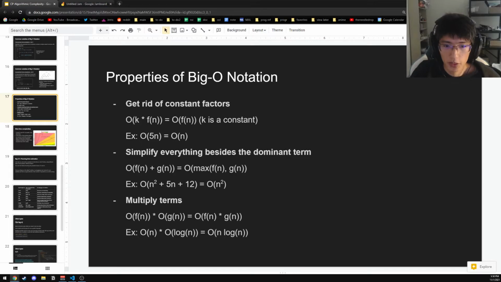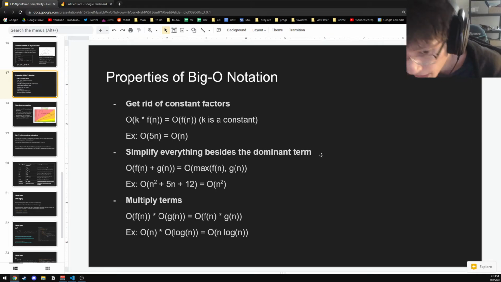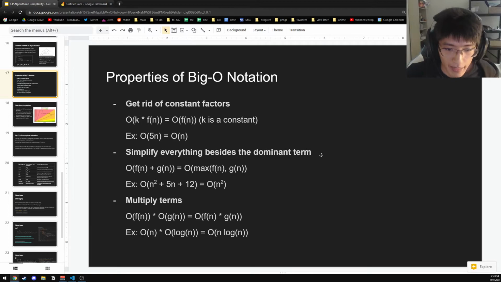So the first two examples are both linear time examples for finding whether or not a number is prime. And then simplify everything besides the dominant term. So you might have seen this in algebra or calculus or something. If you think about the limit as n approaches a really large number, the other factors become a lot smaller. If you think about like 5n plus 12, let's say n is a billion. A billion plus 12 and a billion is not very different, right? So you can get rid of the 12.